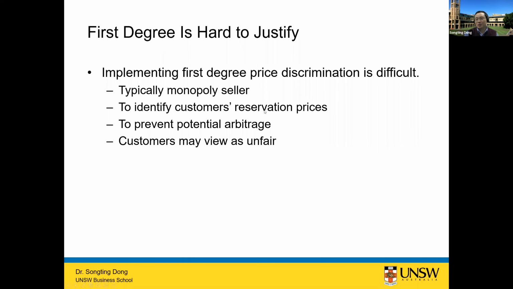You also need to know how much people would like to pay. They usually don't tell you. In an auction, maybe you can get a sense of their reserve price, but you cannot always do things like an auction. There's also potential for arbitrage. Arbitrage is things like this. For example, we're bidding for the tender.